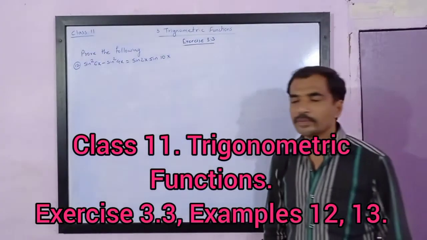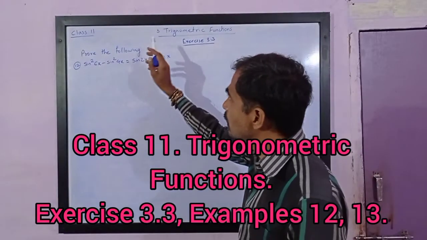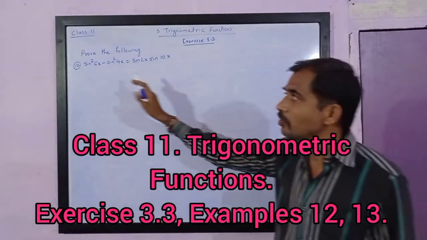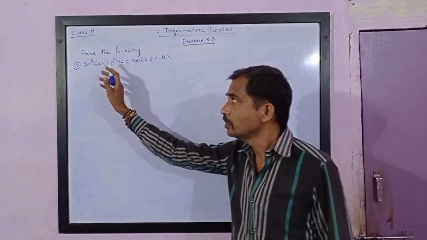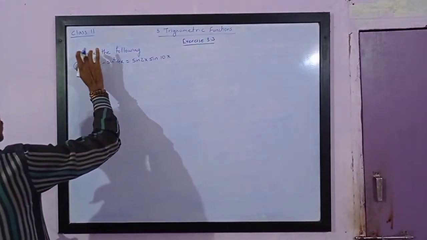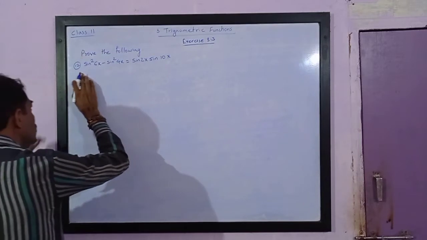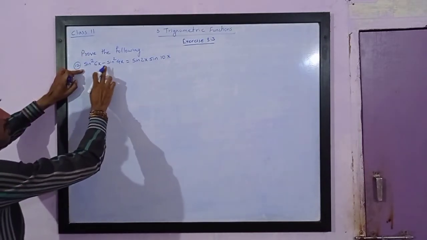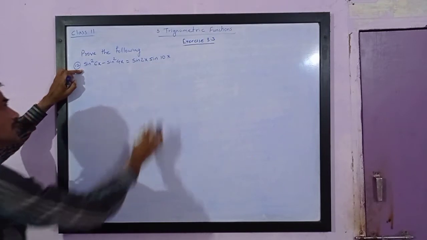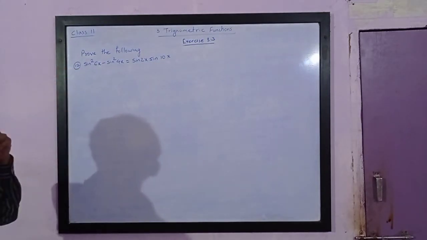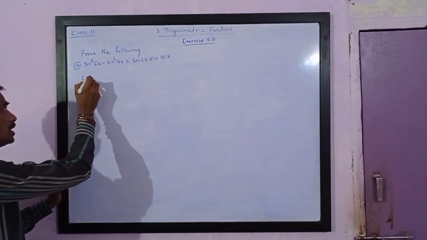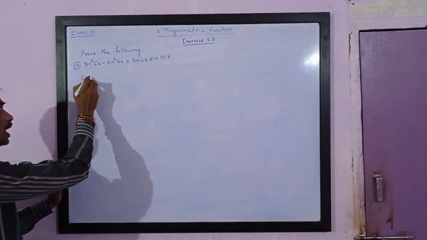Dear friends, in class 11 we are studying the third chapter, trigonometric functions, and in exercise 3.3 we have question 12. Prove the following: sin square of 6x minus sin square of 4x is equal to sin 2x into sin of 10x. In order to prove this, we have to consider the LHS.